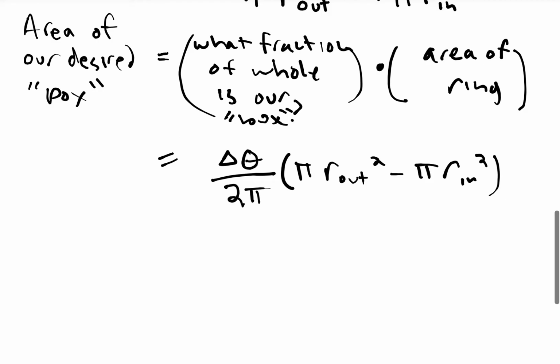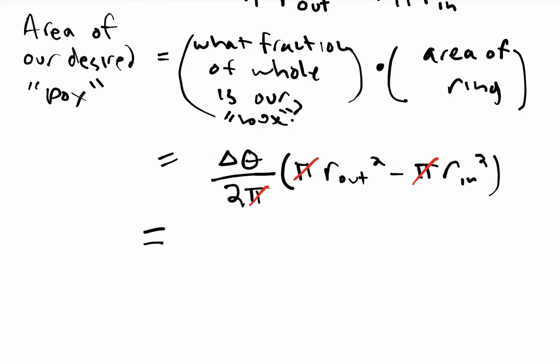Well, let's tweak this a little bit. First off, you notice that everything inside of my parentheses has a pi attached, and I am dividing by a pi. So one thing I'm going to do is go ahead and make that cancellation, right?